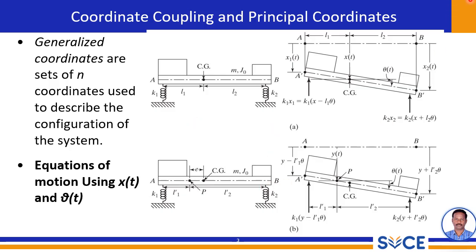In essence, the principal coordinates allow us to treat the system as if it were made up of independent oscillators. By finding these coordinates, we can determine the natural frequencies and mode shapes of the system, which are very much crucial for vibration analysis.